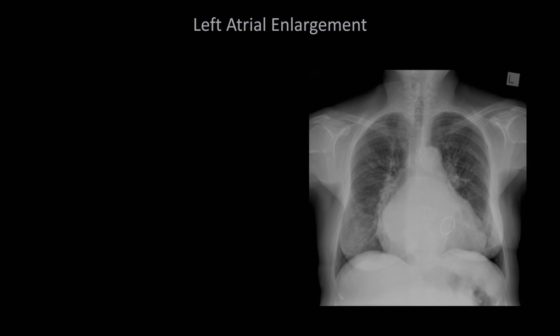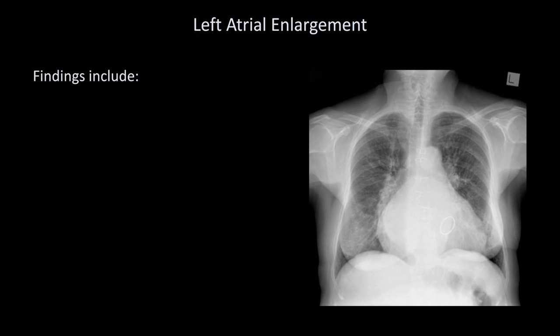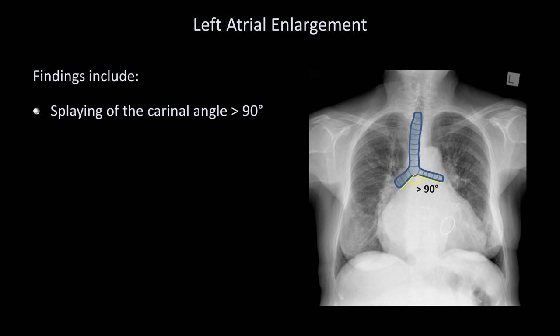The first is the left atrium. As discussed in the last lesson, one finding of left atrial enlargement is splaying of the carinal angle to a value greater than 90 degrees. The second finding is something called the double density sign.